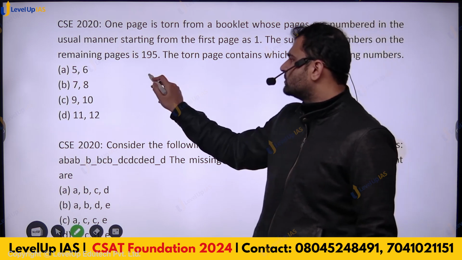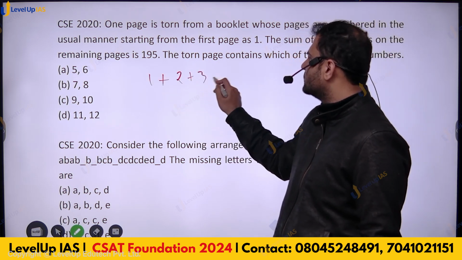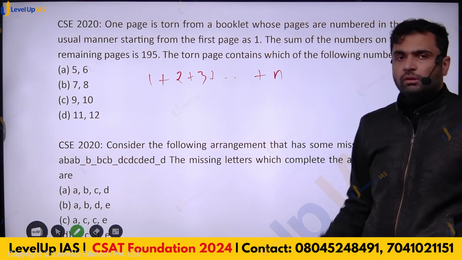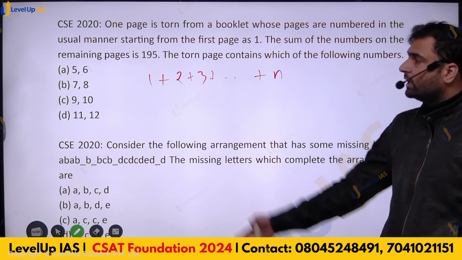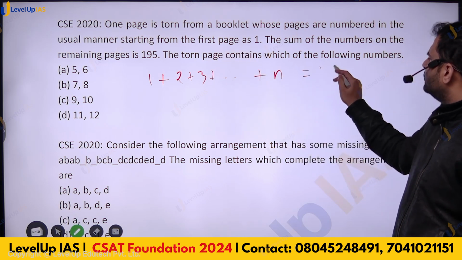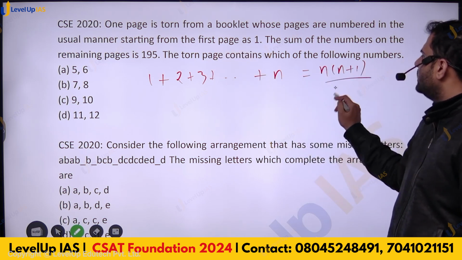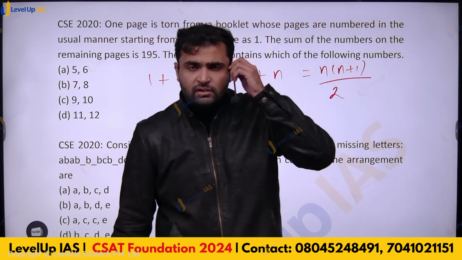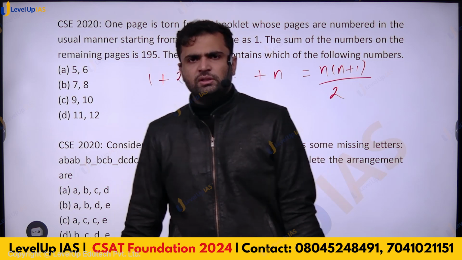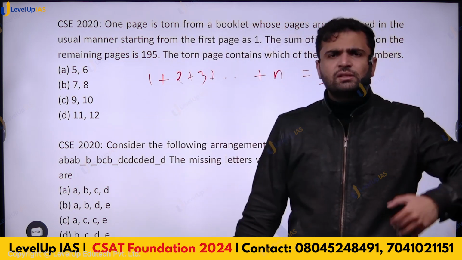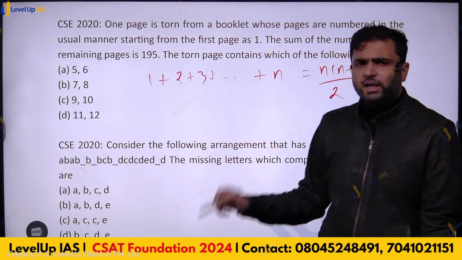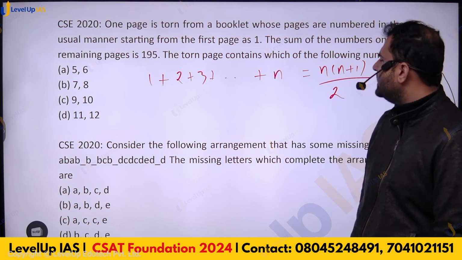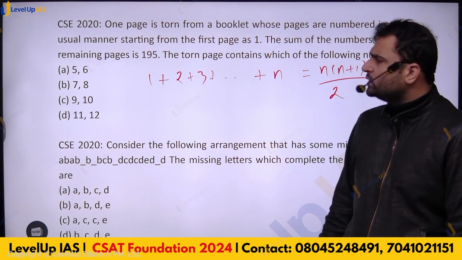What is the sum of the pages? 1 plus 2 plus 3 plus etc. up to n. And then 2 pages are torn, so 2 consecutive numbers are subtracted from this sum and we get 195. And this sum we know is n into n plus 1 by 2 in general. We want a number which is greater than 195, such that the difference is the sum of 2 consecutive numbers. Let us find n which gets this sum beyond 195. So we can have n equal to 20 and we'll get 210.